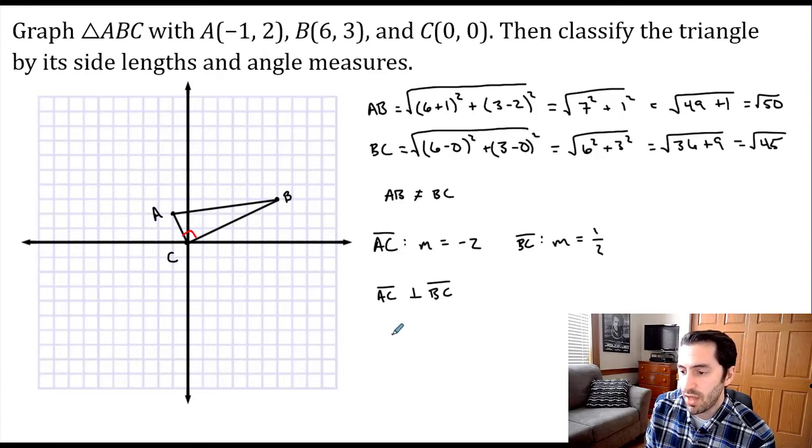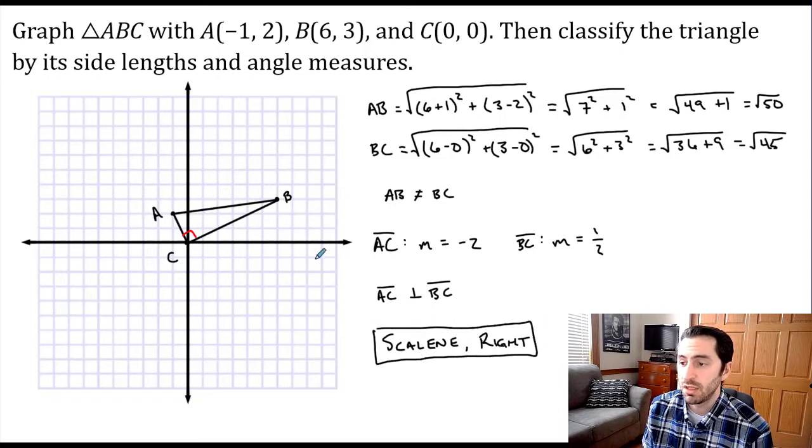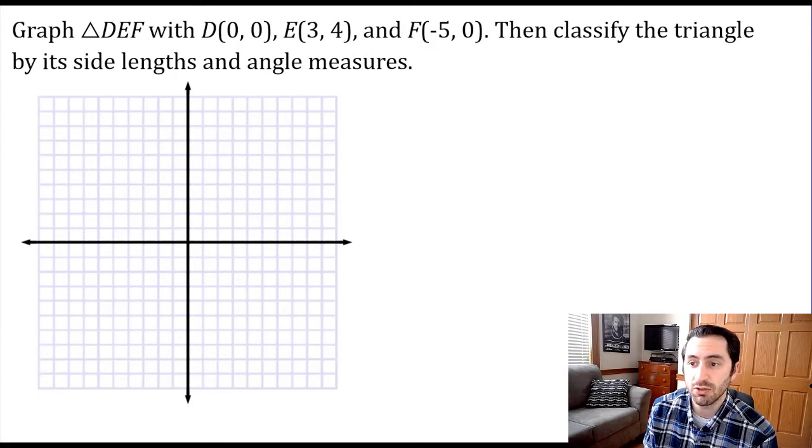So overall, that means that this triangle is scalene because all the sides are different lengths, and it is also a right triangle because we have the one right angle. All right, so those are the methods that we want to use to classify triangles. We can take a look at the side lengths, we can use the slopes to find angle measures if we need to. Let's go through that process one more time on a second triangle.